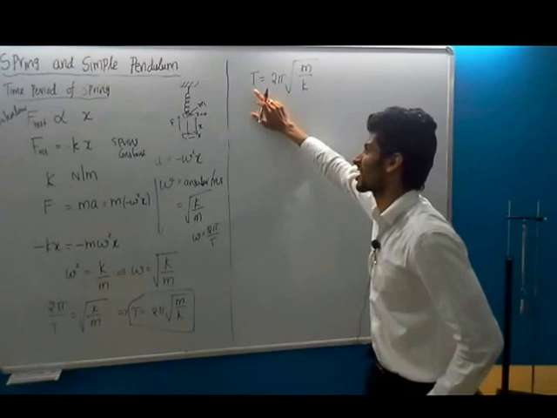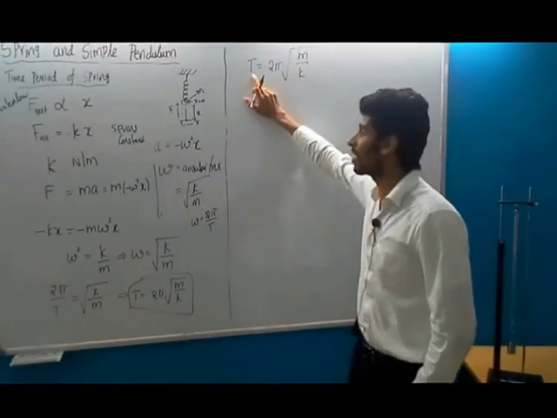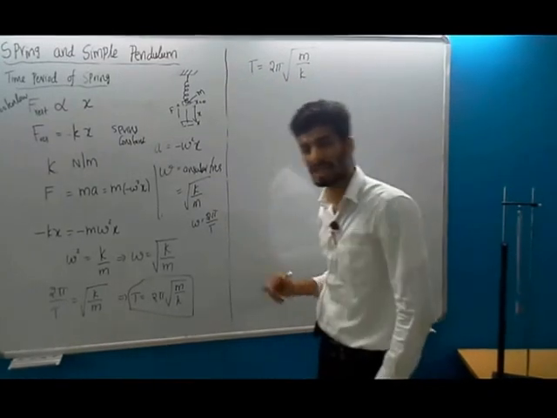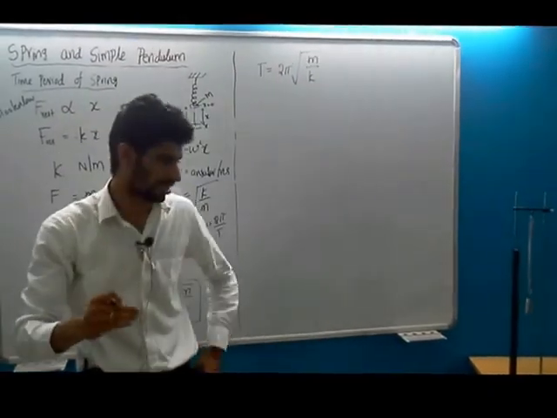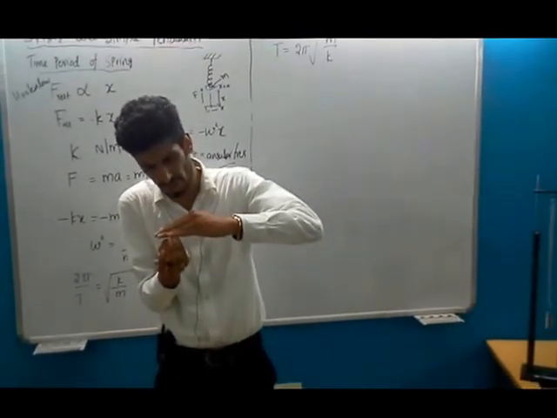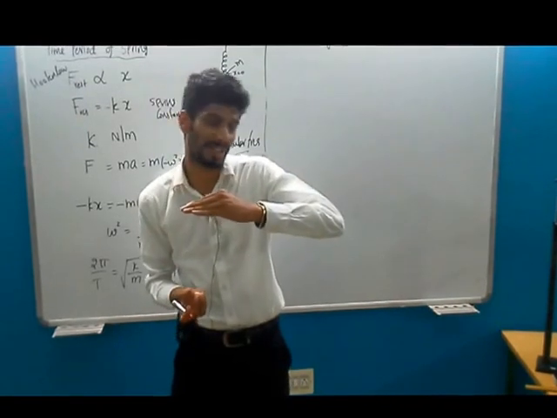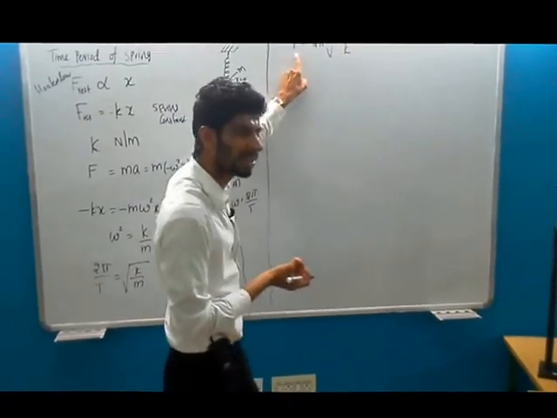However, this equation says the time period depends on the mass. And this equation says the time period depends on the spring constant. So my question is again, does it matter if I move the spring from the mean position by a very little, and next time I move it very far? Does it make any difference for the time period?